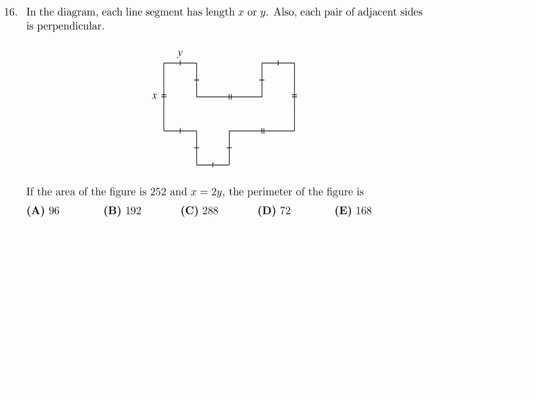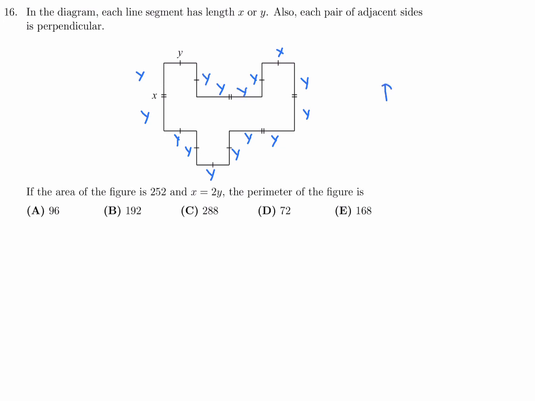In the diagram, each line segment has length x or y. Also, each pair of adjacent sides is perpendicular. If the area of the figure is 252 and x is equal to 2y, the perimeter of the figure is? Well, x is equal to 2y, so we can put everything in terms of y. y, y, y, and so on. And that will make it just that much easier for us to figure this out.